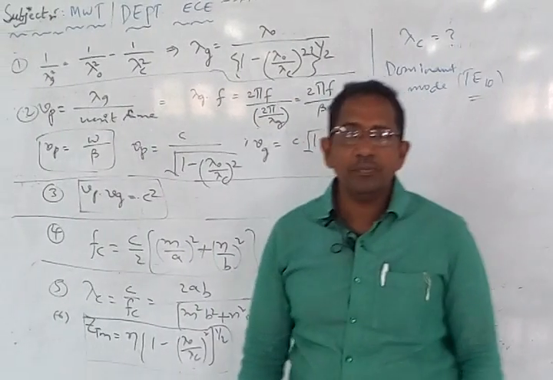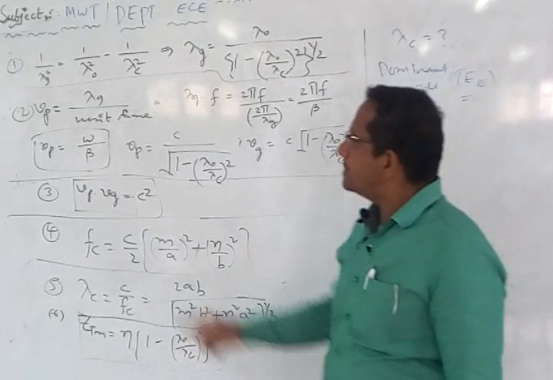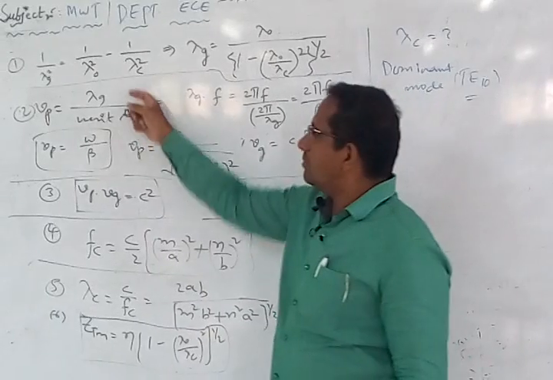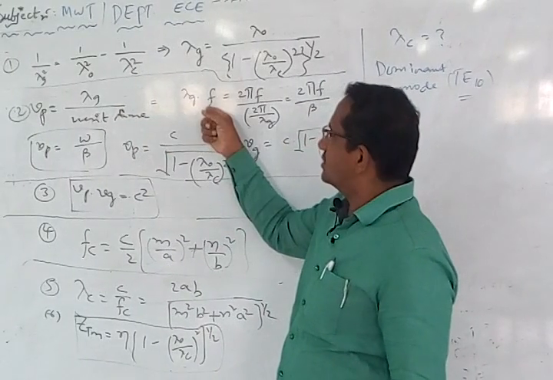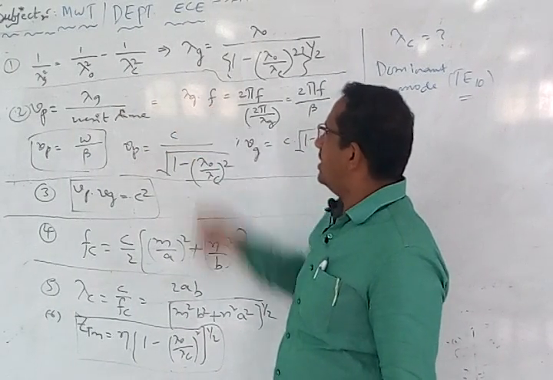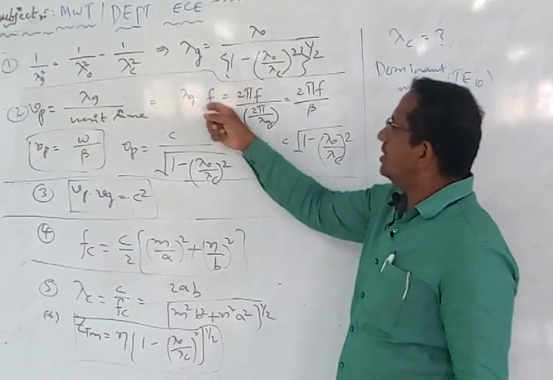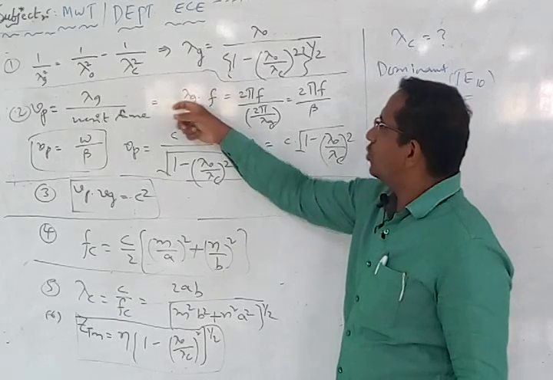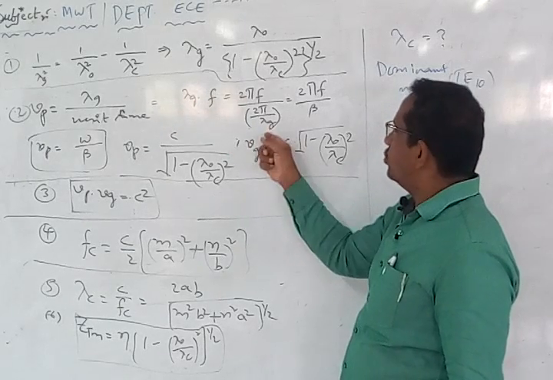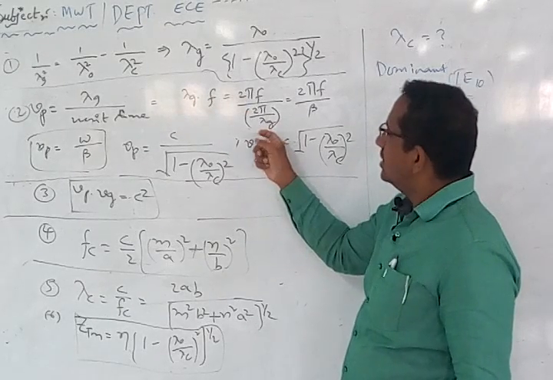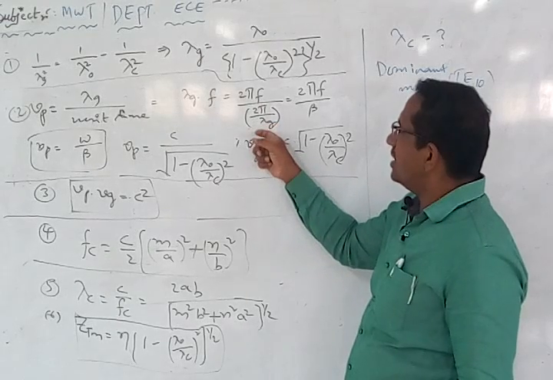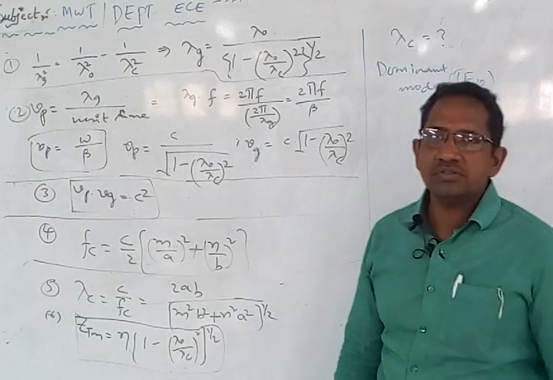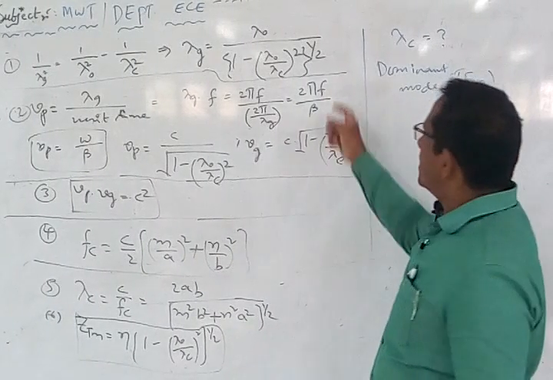Phase velocity of a wave in the waveguide is equal to lambda g by the time period. What is 1 by T? 1 by T is nothing but the frequency. Therefore, I can write this as lambda g into f. Now I multiply and divide by 2 pi, then I get 2 pi f, and lambda g I take in the denominator. Therefore, I get 2 pi by lambda g, which is nothing but beta, the phase constant.